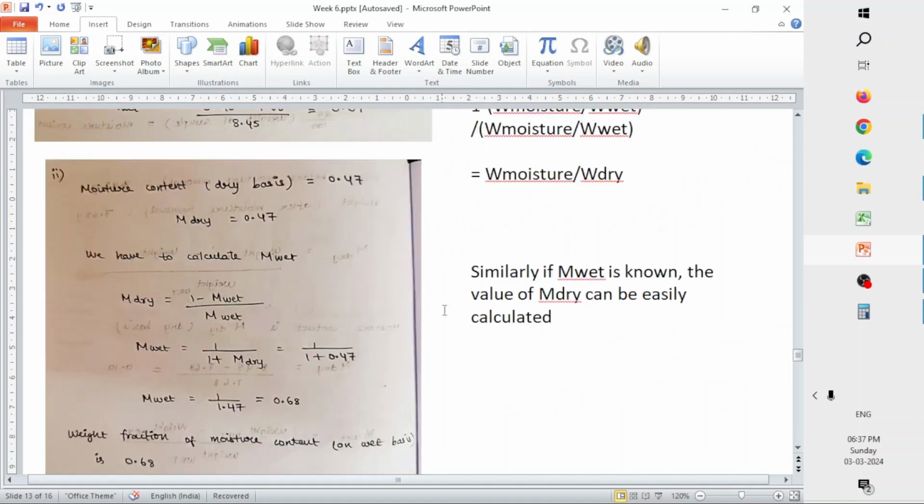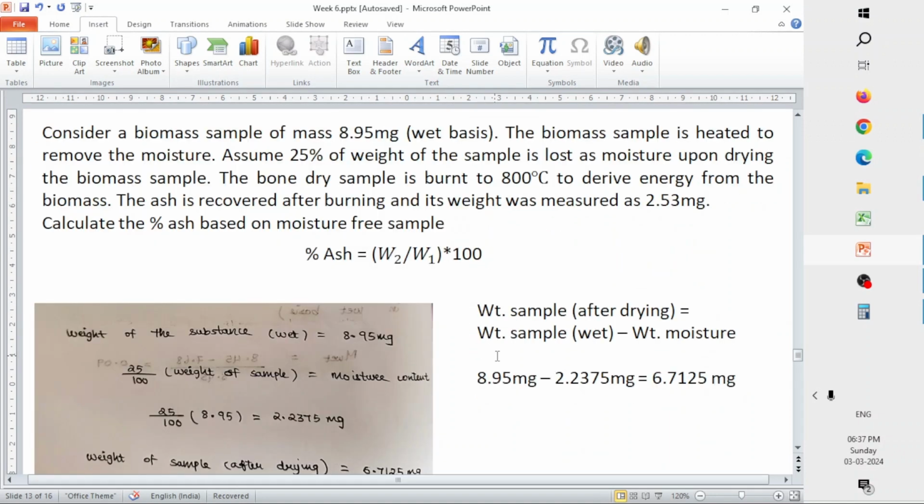So you can actually try this out. This is a very simple question. Here it is written that 25% of the weight of your sample is going to get lost as moisture upon drying. So you have 8.95 milligram of your sample as the total weight, that is your sample plus the moisture, everything within it. 25% is going to go out. So take 25% of that 8.95 and subtract that from 8.95, and you get the weight of the dry biomass sample.